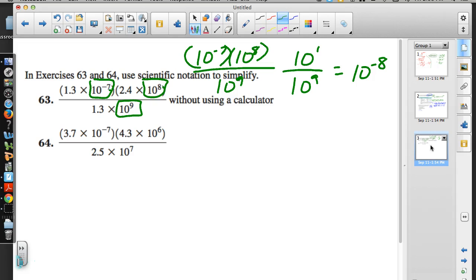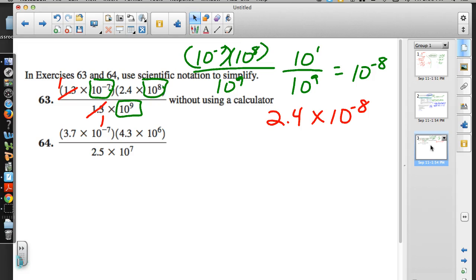Then we look at just the numbers and we notice, hey, 1.3, that's going to cancel out of both of those. Well, the only other number we have in this is 2.4. So this is 2.4 times 10 to the negative 8. Again, just using our knowledge of the numbers that we have up there as we go through that problem. All right, then the other one you asked for was 64.